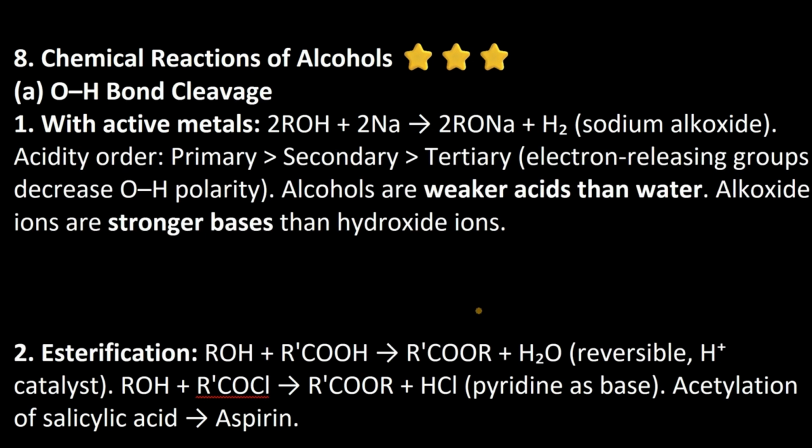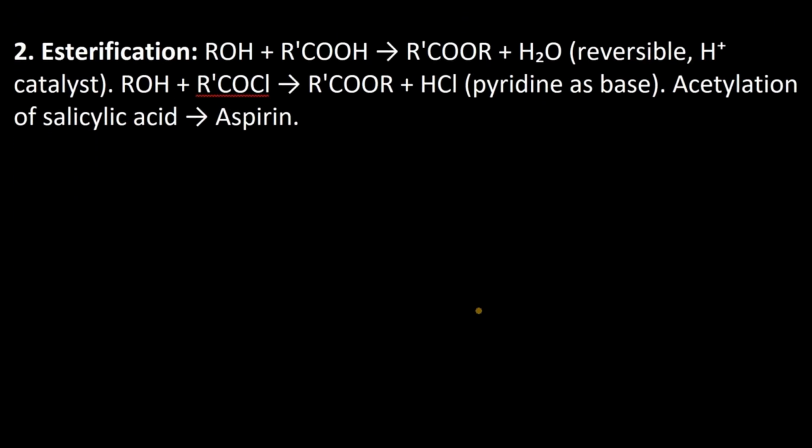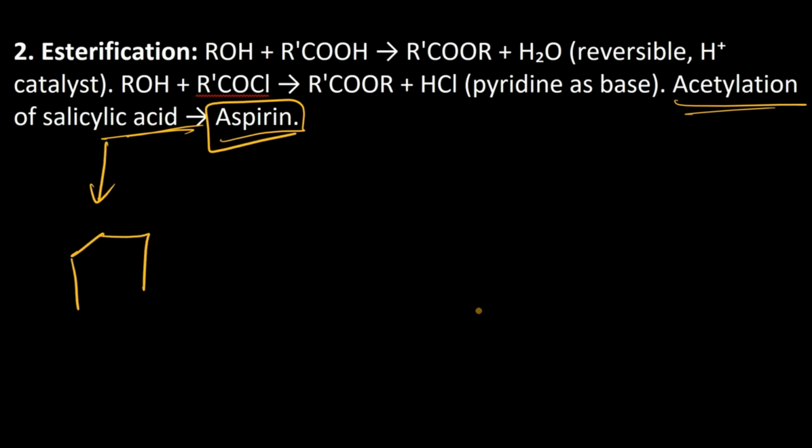And chemical reactions of alcohols: with active metals like sodium, they liberate H2 gas. And the acidity order of alcohols follows: primary is more than secondary, then comes tertiary, because the electron releasing group present decreases the OH polarity. Okay, and alcohols are weaker acids than water, and alkoxide ions are stronger bases than hydroxide ions. Esterification reaction you know. And here comes the important one, the acetylation of salicylic acid, which leads to the formation of aspirin. So salicylic acid, you know, right?